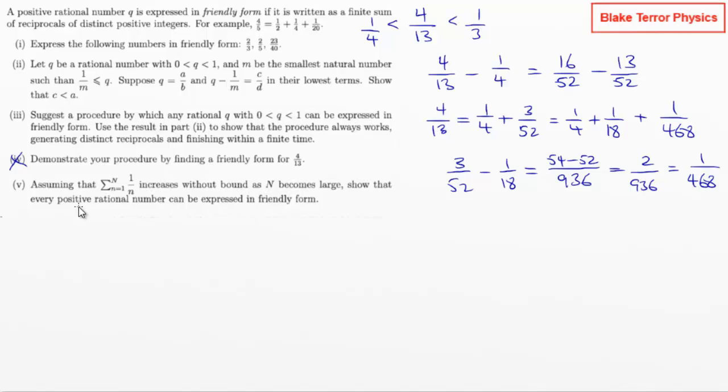Assuming that the sum from 1 to n of 1/n increases without bound as n becomes large, show that every positive rational number can be expressed in friendly form. Right, okay. Assuming that the sum of that 1/n increases without bound. Right, so we're talking about 1 plus a half plus a third plus a quarter, etc.